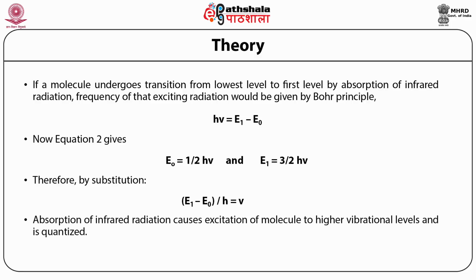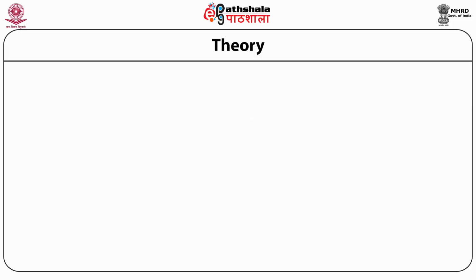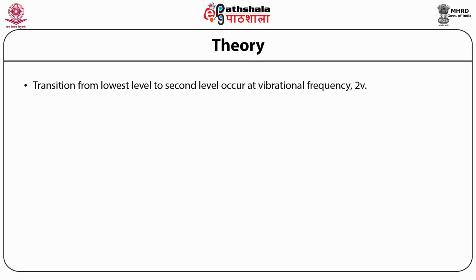In summary, the absorption of infrared radiation causes the excitation of the molecule to higher vibration levels and it is quantized. The normal vibration has the same frequency as the electromagnetic radiation. The absorption process can occur only if there is a change in the magnitude and direction of the dipole moment of the bond. In the same manner, a transition from the lowest level to the second level, that is nu equal to 2, would occur at a vibrational frequency 2 nu.